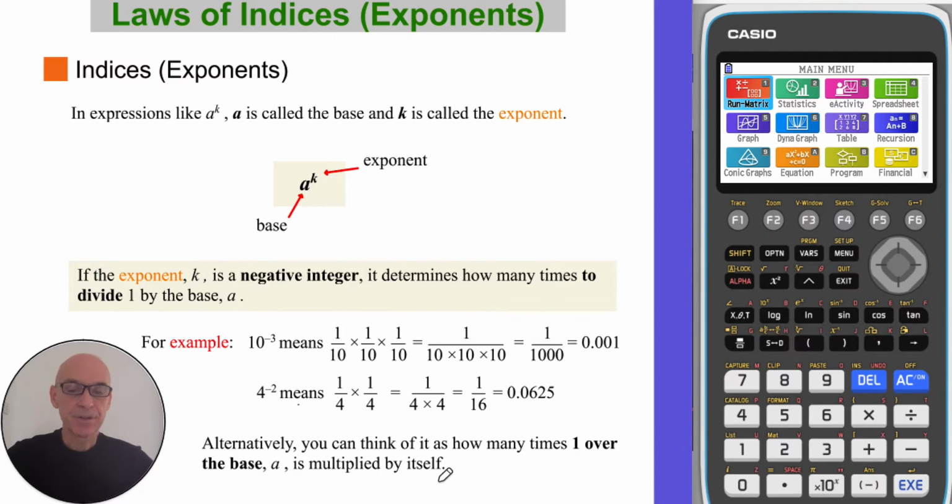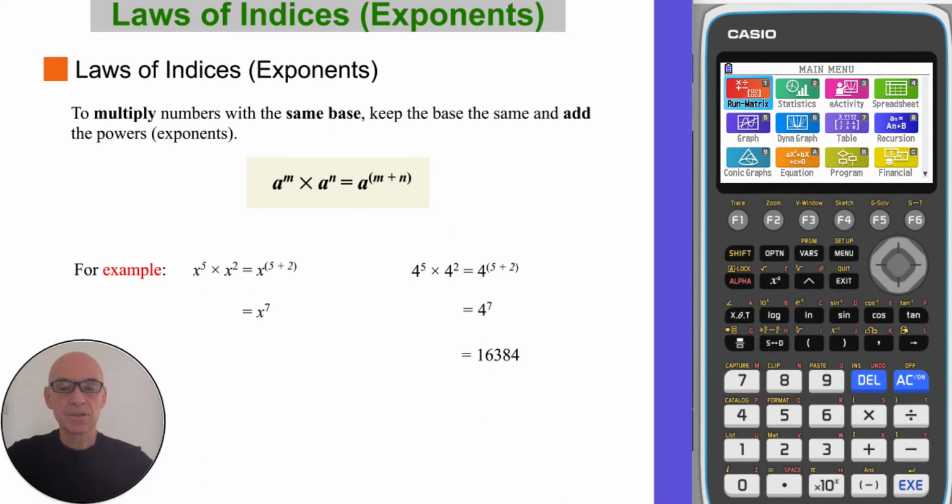Alternatively, you can think of it as how many times 1 over the base a is multiplied by itself. 10 to the power of negative 3 means multiply by 1 over 10 3 times. That's equal to 1/1000. 4 to the power of negative 2 means multiply by 1 over 4 twice, and that's equal to 1/16.